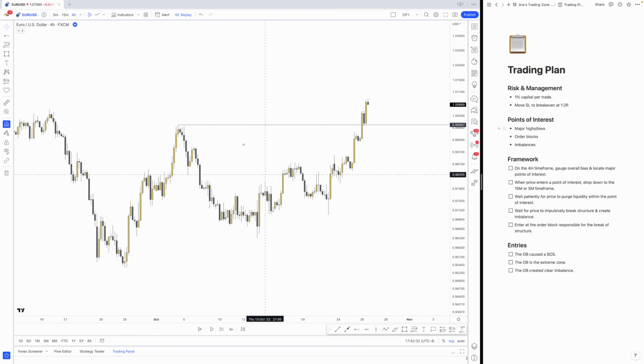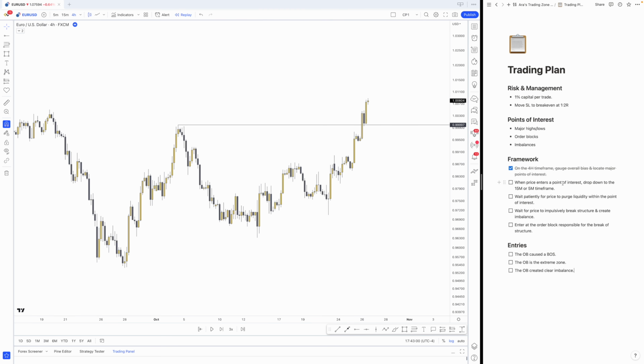Okay, so we can see that price has tested that high. It's broken through that high, but we now have to drop down to a lower time frame to see if there's going to be a break to the downside, signaling that this was just a liquidity grab instead of a break of structure. So we're going to check this off the list because we've completed the first step of our trading plan: on the 4-hour time frame, gauge overall bias and locate major points of interest. Okay, so our point of interest has now been met.